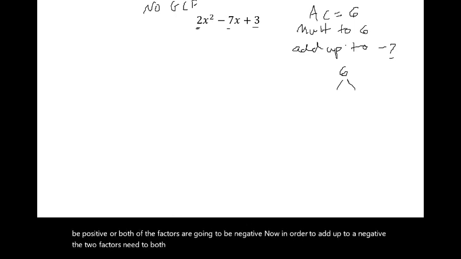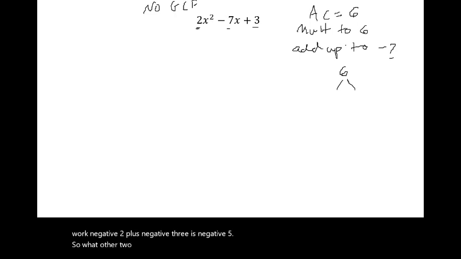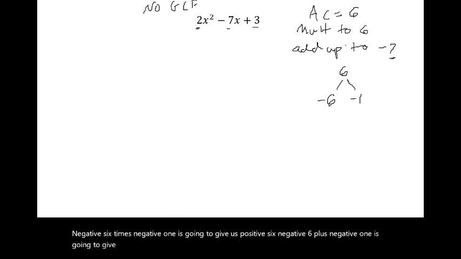And if you tried 2 and 3, they don't work. -2 plus -3 is -5. So what other two numbers multiply to 6? Well, we also have 6 and 1. So -6 times -1 is going to give us positive 6. -6 plus -1 is going to give you -7.